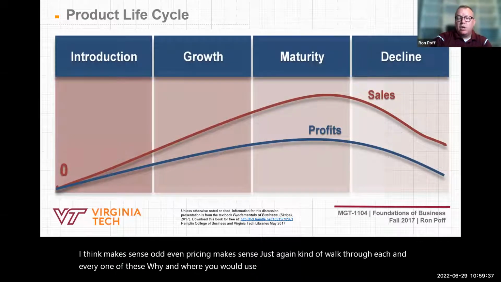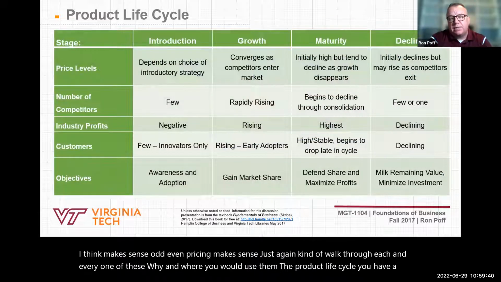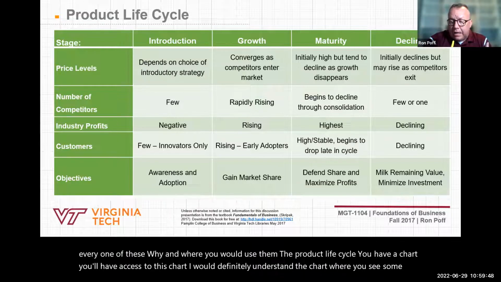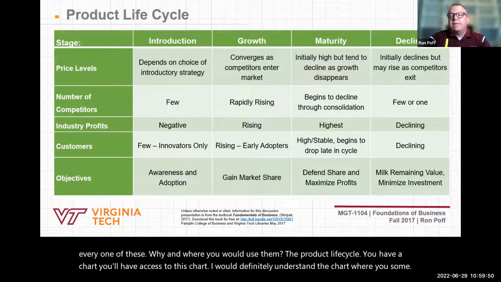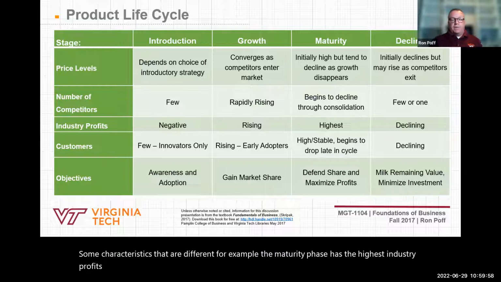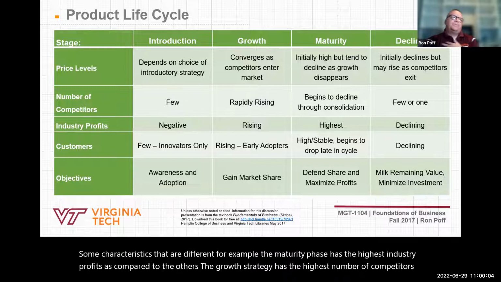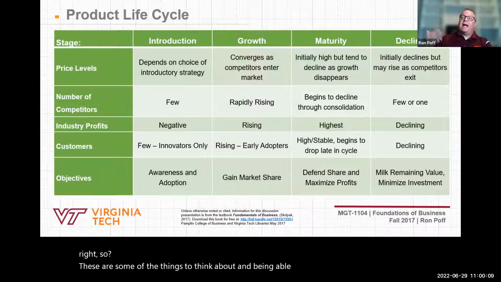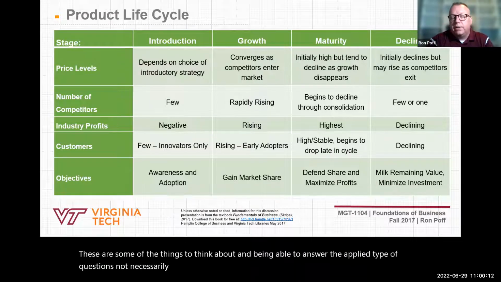The product life cycle, you have a chart, you'll have access to this chart. I would definitely understand the chart where you see some characteristics that are different. For example, the maturity phase has the highest industry profits as compared to the others. The growth strategy has the highest number of competitors, right? So these are some of the things to think about, and being able to answer the applied type of questions, not necessarily a definition type of question, but an applied style question.